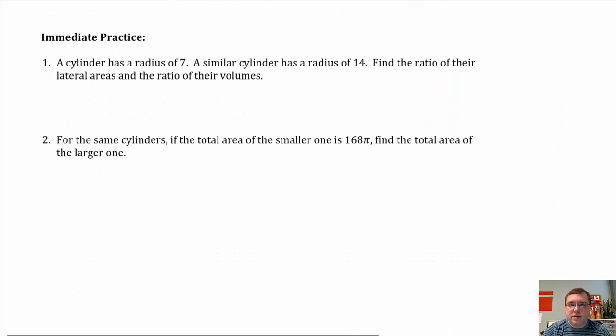So here are your immediate practice problems. Number 1: A cylinder has a radius of 7. A similar cylinder has a radius of 14. Find the ratio of their lateral areas and the ratio of their volumes. And number 2, for the same cylinders, if the total area of the smaller one is 168 pi, find the total area of the larger one. Use the format that we used on this last example. That's the end of section 12.5.